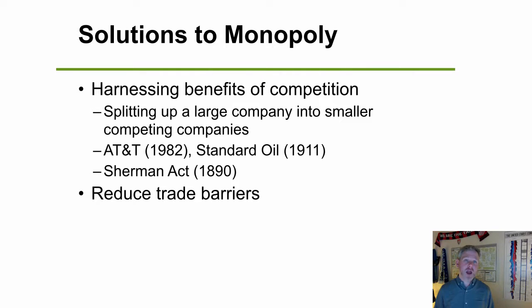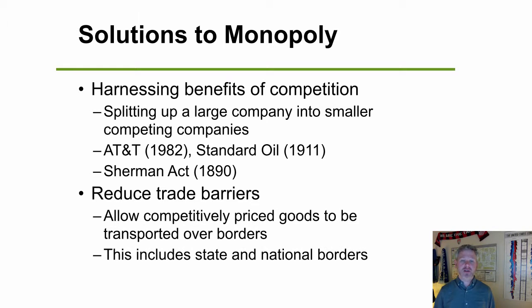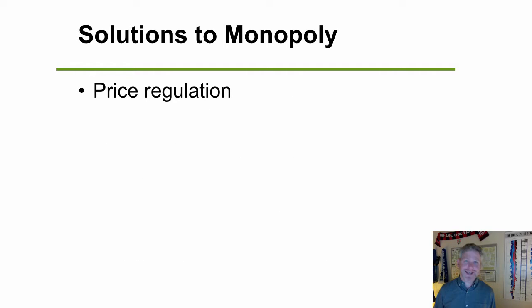Another way to try to solve the problem of one firm having monopoly power is to reduce trade barriers, allowing competitively priced goods to be transported across borders, across state borders. There are still certain restrictions on certain types of goods going across state lines, even in the U.S. In my lifetime, I've seen banking go from where you could only have a bank within a state to now we have national level banks. So reducing trade barriers usually makes competition more robust and makes it a lot harder for monopolists to exist.